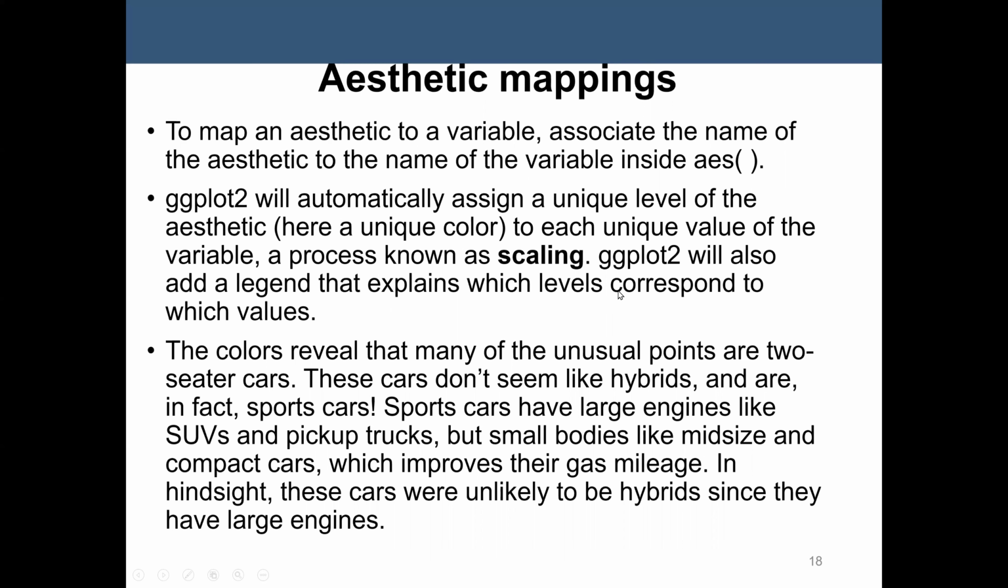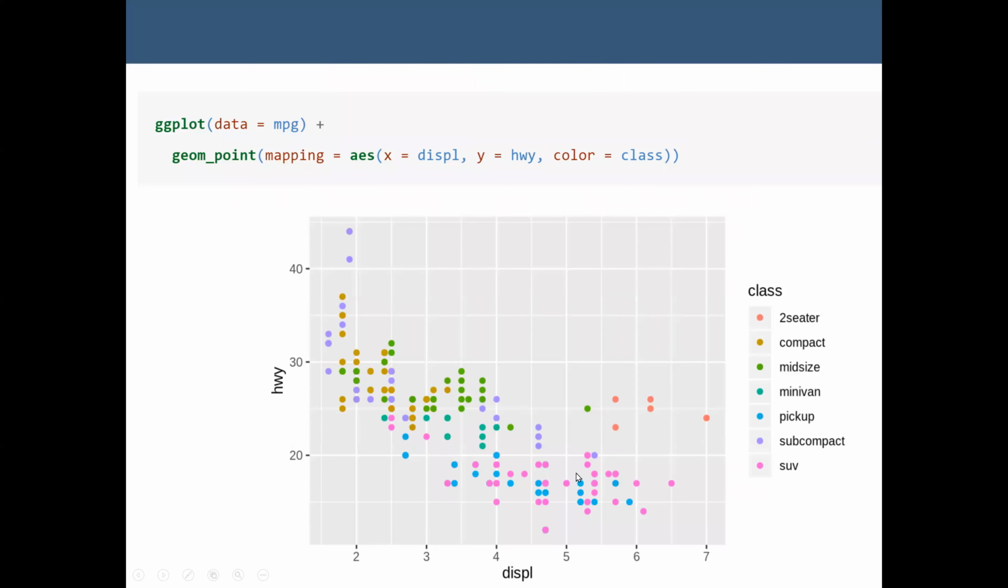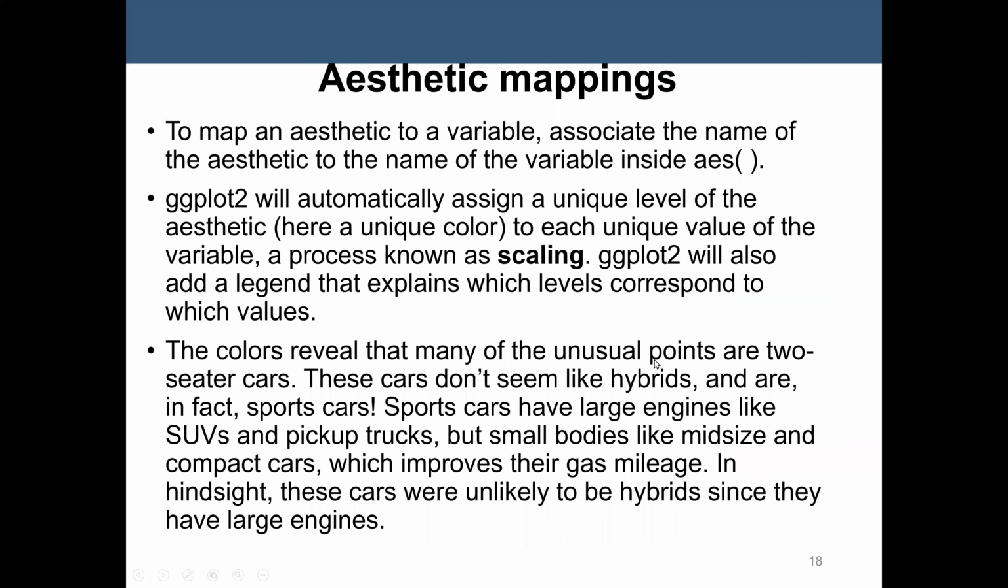And the colors reveal that many of the unusual points are two-seater cars. Again, based on our color here, you can see two-seater cars are red. So most of the red points, the ones that are not in the model, are two-seater cars. We say these cars don't seem like hybrids and are, in fact, sports cars. Sports cars have a large engine like an SUV.